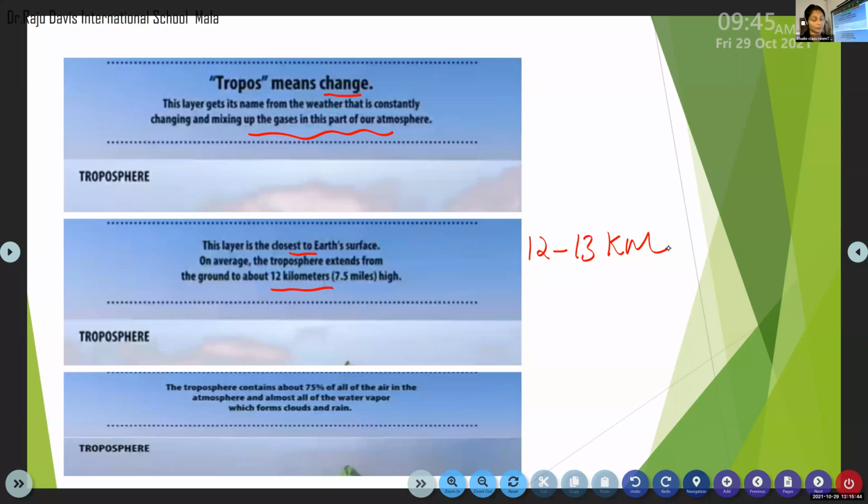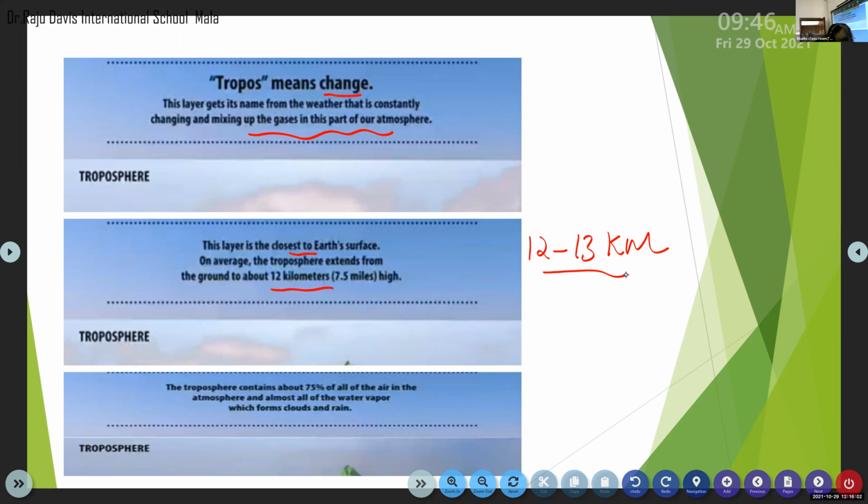Note it down, children, and also underline the points in the textbook. The most important layer of the atmosphere, average height is 12 to 30 kilometers. The air we breathe exists here. Can you say which page number?